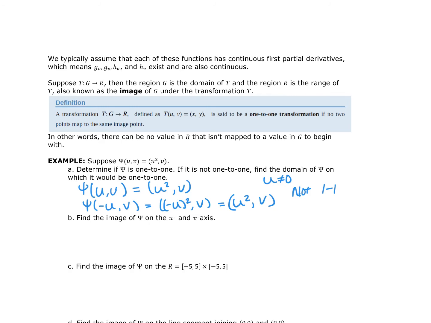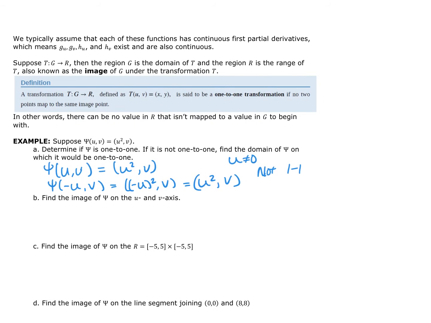Then I have to figure out what would be an appropriate value for one-to-one. So an appropriate domain for this to be one-to-one of my set u, v, could be any u greater than 0 or any u less than 0. So I'm going to say u greater than or equal to 0. I could choose that, or I could have chosen u less than or equal to 0, one side or the other. And then I don't have that problem of two values being mapped to the same value in my image.